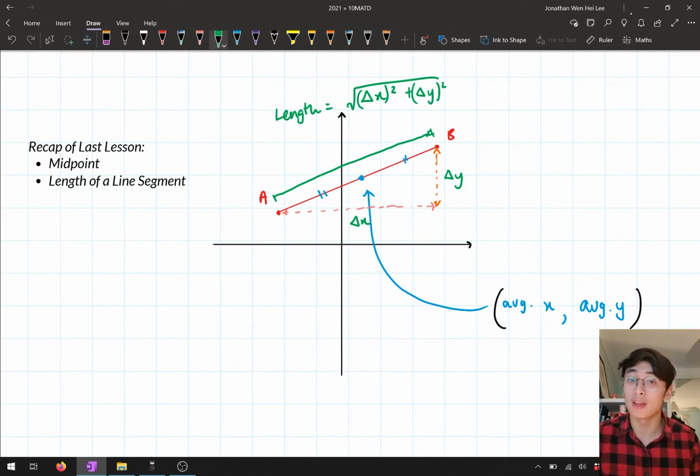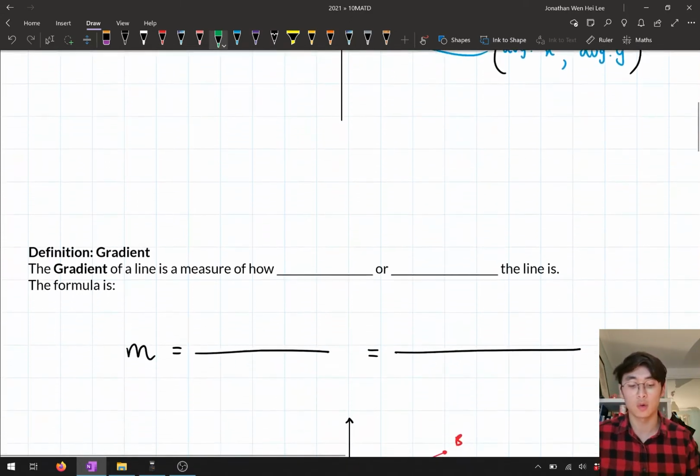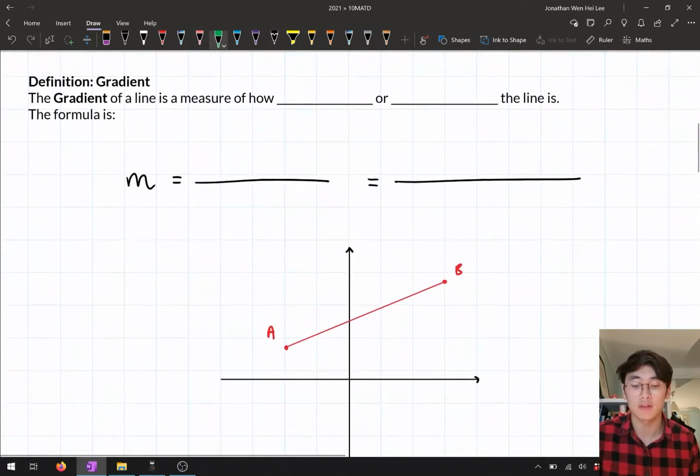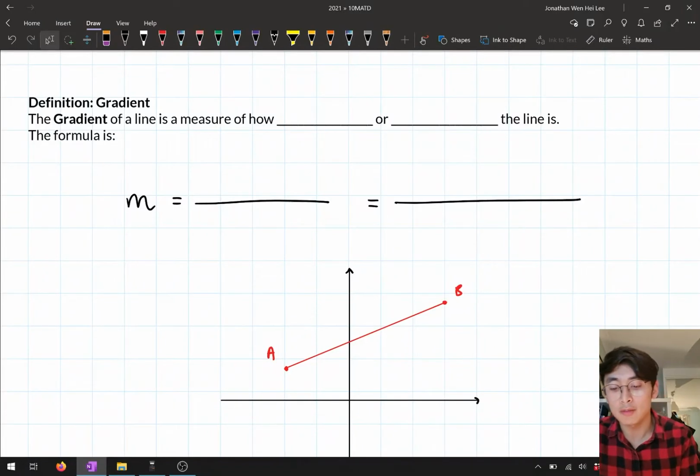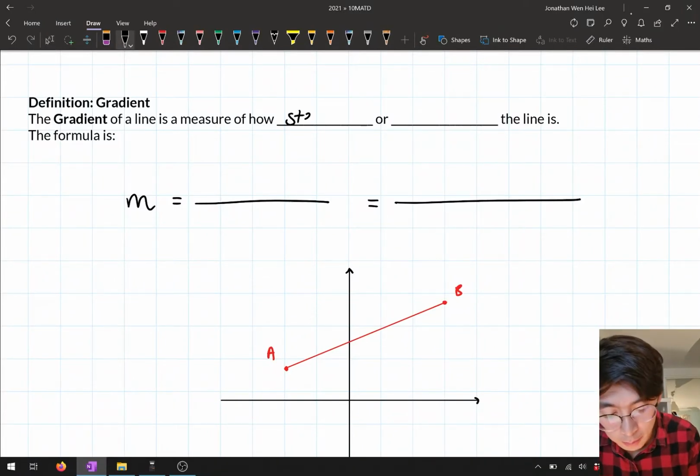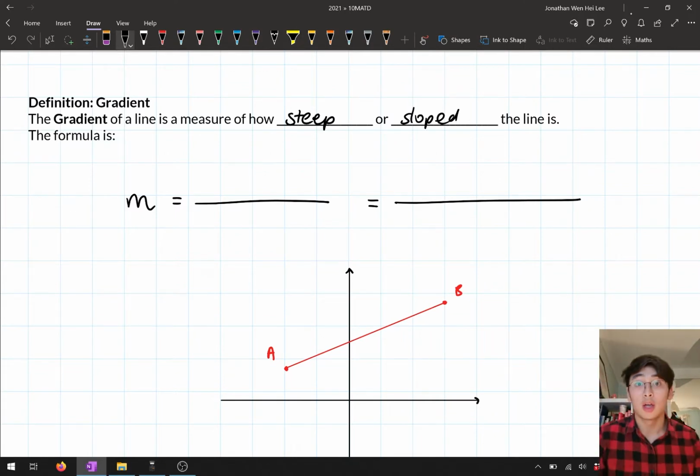Today we're going to be talking about the concept called the gradient. So here is a quick definition of the gradient. The gradient of a line measures how steep or sloped the line is. So different lines will have different steepnesses and different slopes. And what we want to do is describe, in a mathematical way, how steep or how sloped it is.